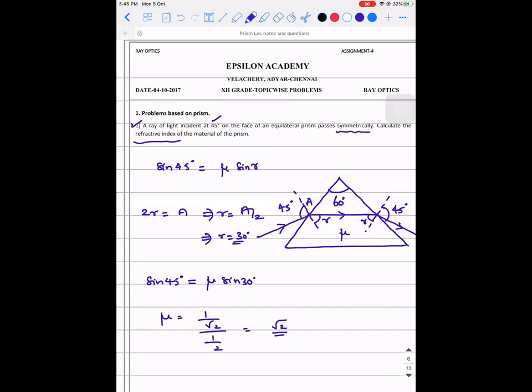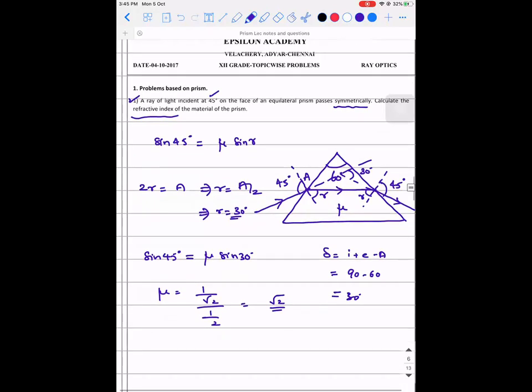So here the angle of deviation in this case will be I plus E minus A, the basic formula. What is I? 45, E is also 45. So 90 minus 60, the angle of deviation will be 30 degrees. That is, if you try to extend them, this angle will be 30 degrees. Okay. Okay, sir.